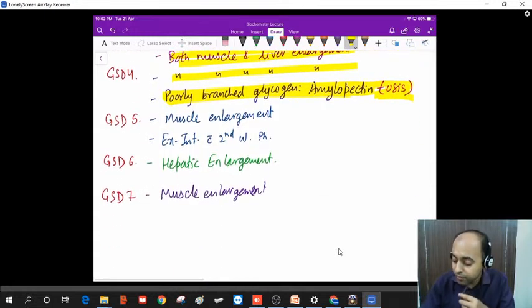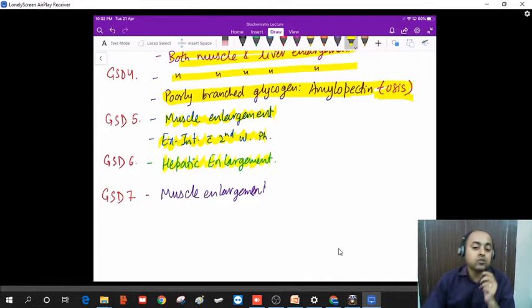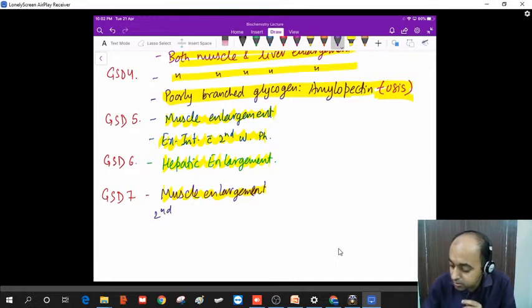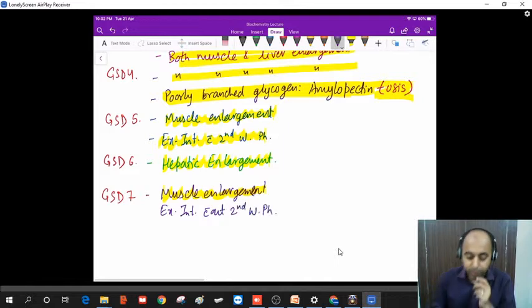In GSD type 5, we find muscle enlargement and exercise intolerance with the second wind phenomenon. In type 6, we find hepatic enlargement with the characteristic findings of glycogen storage disorder. And in type 7, we find, sorry, exercise intolerance without the second wind phenomenon. So this is how you are able to distinguish between the different glycogen storage disorders: type 1, 2, 3, 4, 5, 6, and 7.